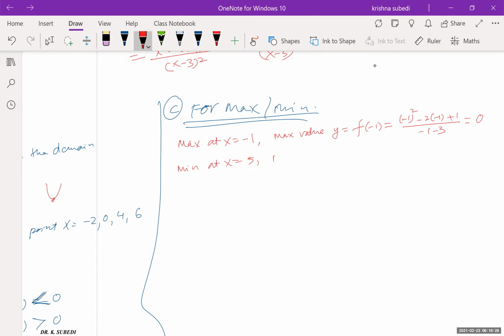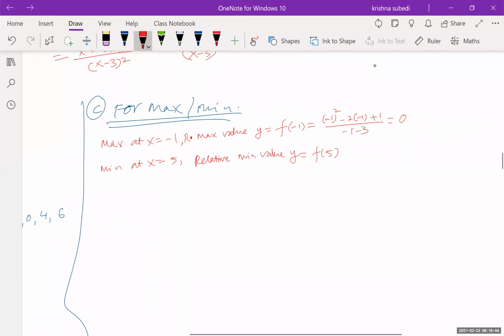Let me add one word here, local maximum. I'll write relative or local, R maximum, so R means relative. Minimum value, y equals f of 5. When I plug in 5 there, I'm going to get 5 squared minus 2 times 5 plus 1 divided by 5 minus 3, and that's going to give me 8. So the maximum value is 0 and the minimum value is 8.